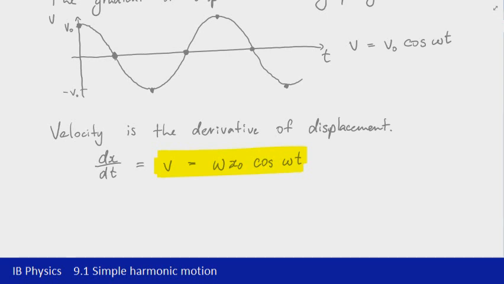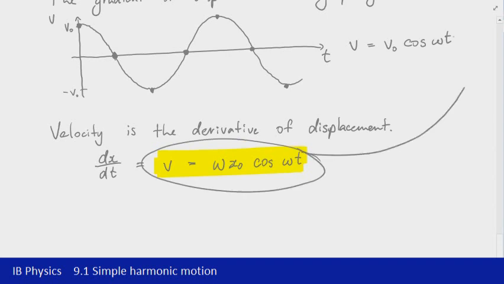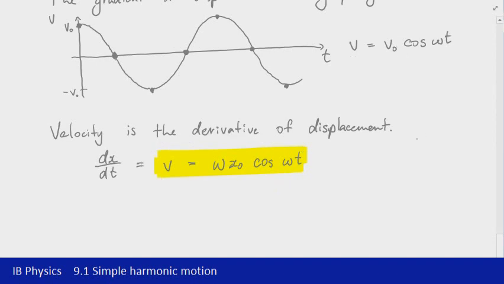Now hopefully you can see there that if we compare this equation with the one that we wrote earlier, the cos omega t is the same. What's different is in the one previously we had v naught, now we've got omega x naught, so we can identify that the maximum velocity, v naught, is just omega times the maximum displacement. So v naught is equal to omega x naught.